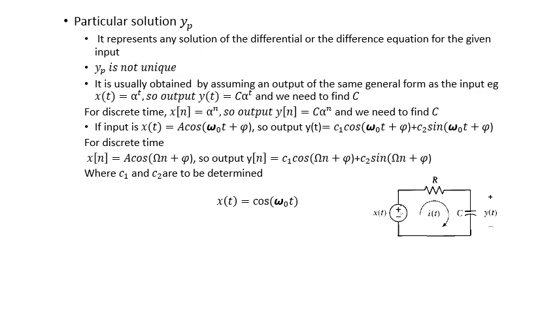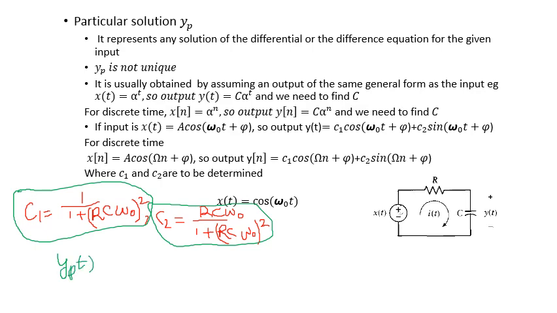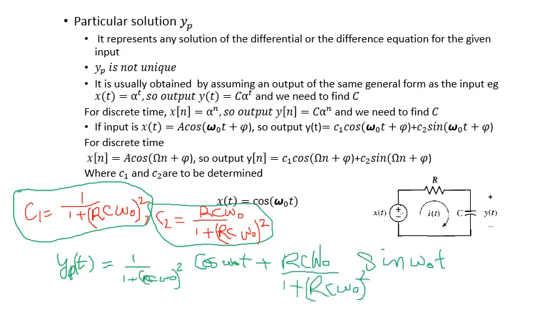By solving the equations, we get the values of c1 and c2, which are these. The particular solution will be y_p(t) equal to c1 cos ω0t plus c2 sin ω0t, where c1 equals this one. So by putting the values of c1 and c2, we get the particular solution, equal to 1 over (1 plus (RC ω0) squared) cos ω0t plus RC ω0 over (1 plus (RC ω0) squared) into sin ω0t.